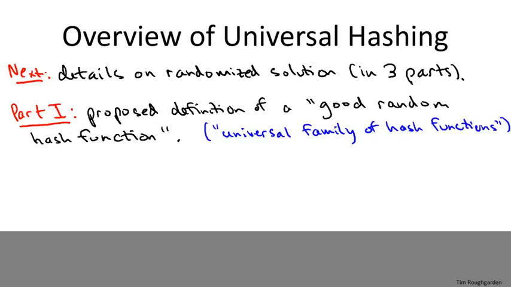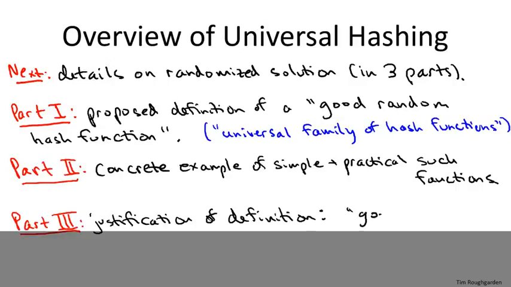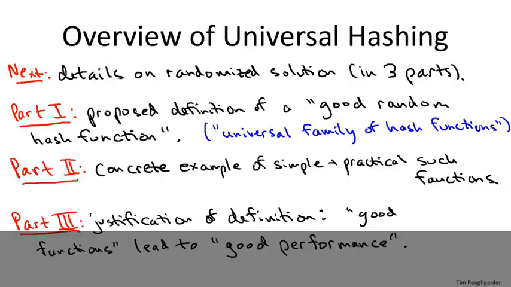First of all, there have to be interesting and useful examples that meet the definition. That is, there better be useful looking hash functions that meet this definition of a universal family. So the second part will be to show you that they do indeed exist. And then the other thing a mathematical definition needs is applications, so that if you can meet the definition, then good things happen. So that'll be part 3.